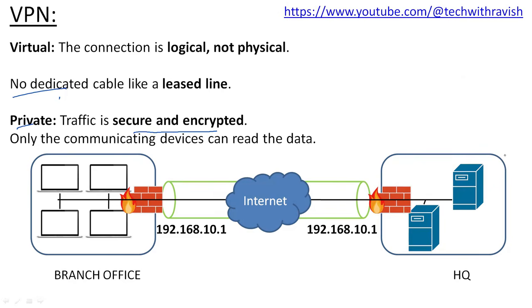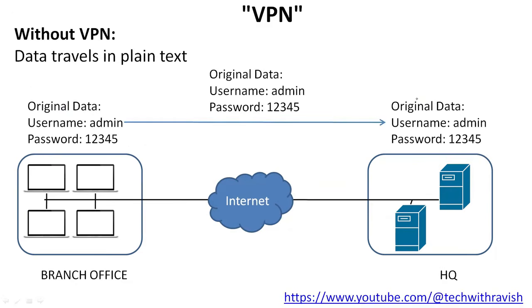As I told you, we also have some methods like leased line. What is a leased line? A leased line is also a secure method. This is a highly secure method to forward the data, but we choose VPN over there.